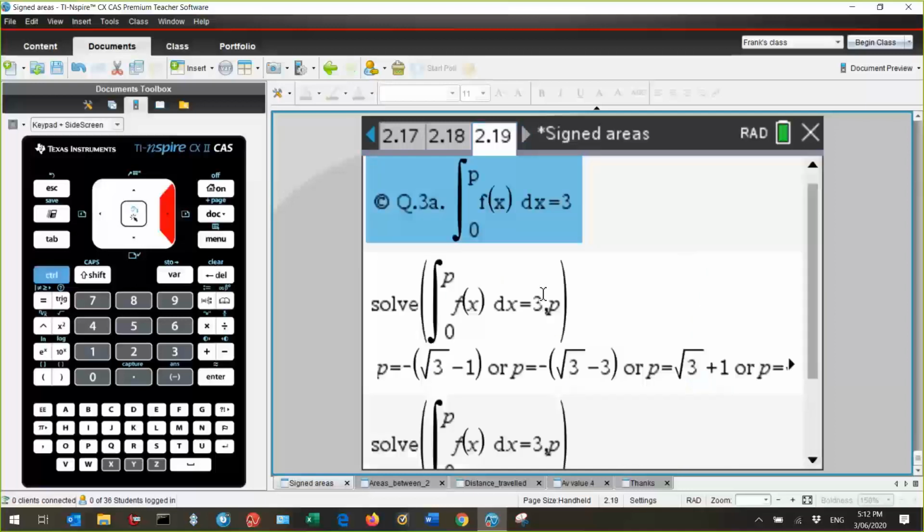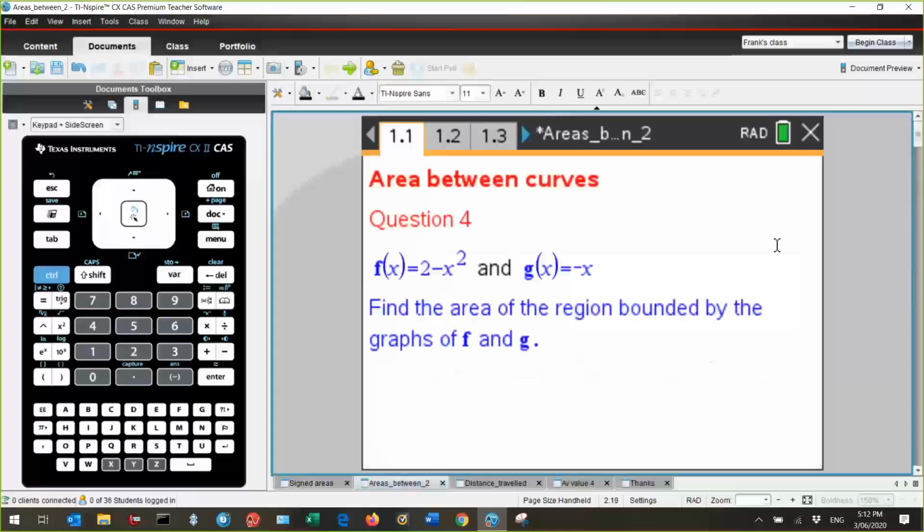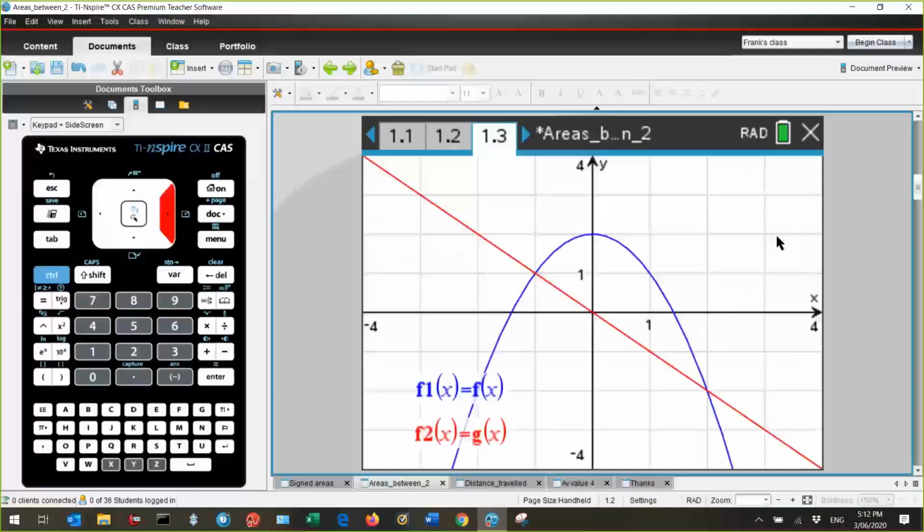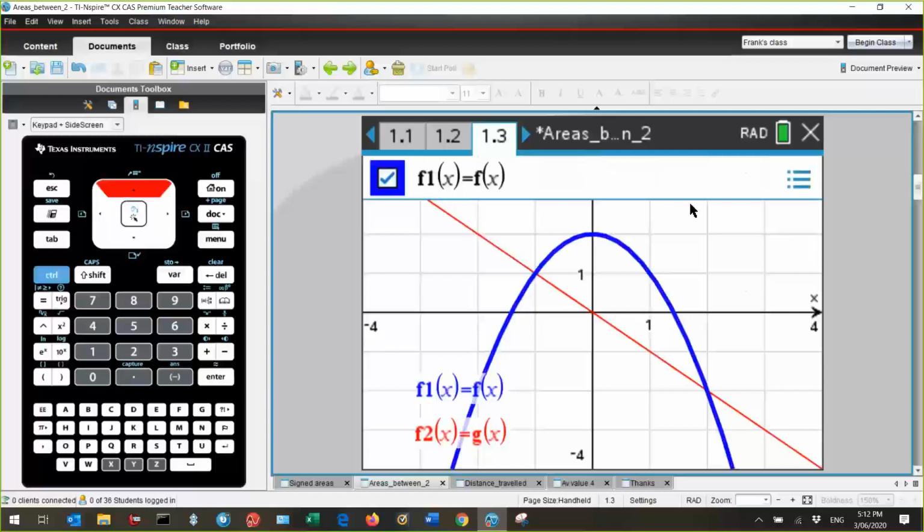Okay, so let's move on from signed areas to areas between curves. So this is question 4 on the revision sheet, if you downloaded that. So I have 2 functions, and what I want to find is the region bounded between those 2 functions. So the first thing I did was define the 2 functions, because I'm going to need those, and I graphed them. When I graphed them, since I'd already defined them, I was able to just call one f of x and the other one g of x.